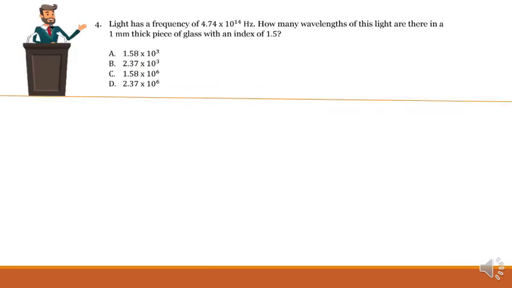Light has a frequency of this. How many wavelengths of this light are there in a 1 millimeter thick piece of glass with an index of 1.5? Solution. A light has a frequency of this, and we want how many wavelengths of this light are there in a 1 millimeter thick piece of glass. So let's consider this to be our piece of glass here.